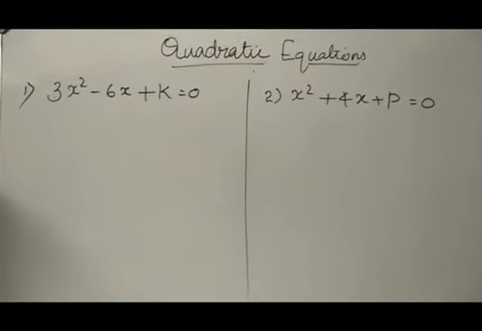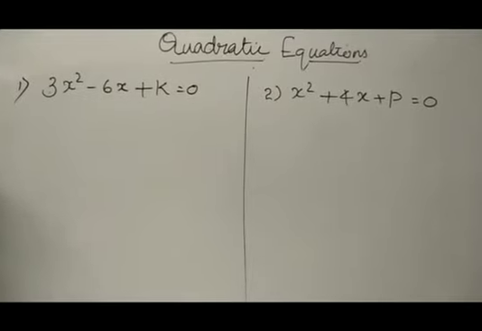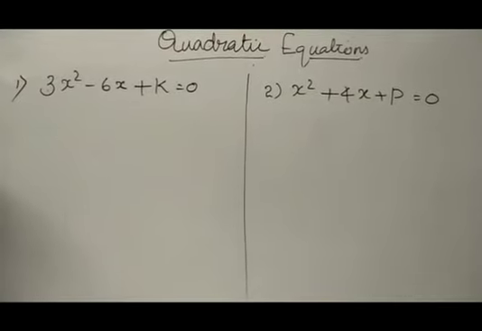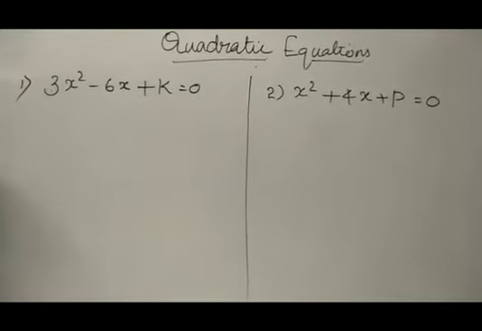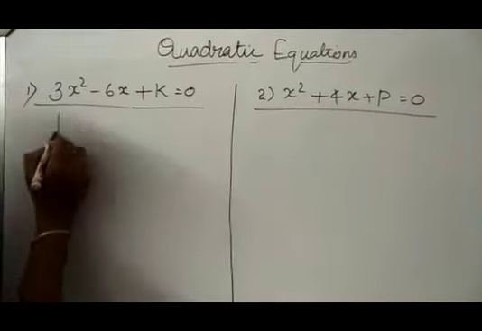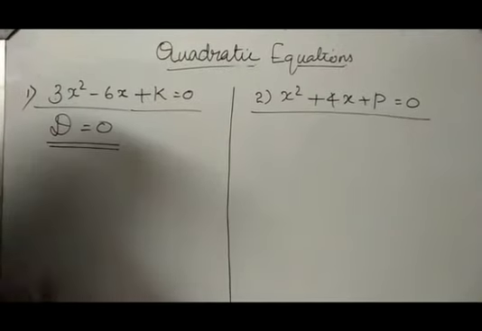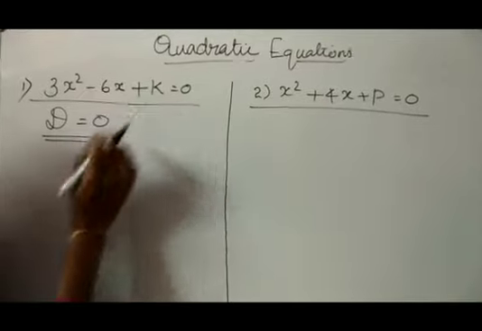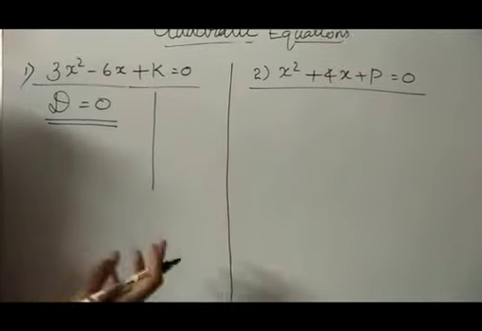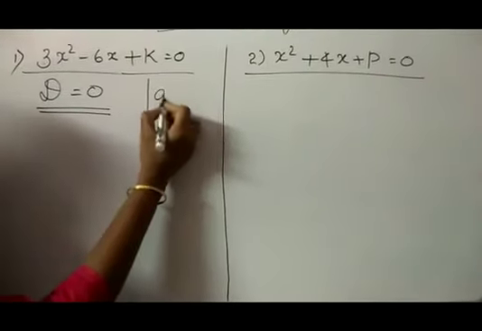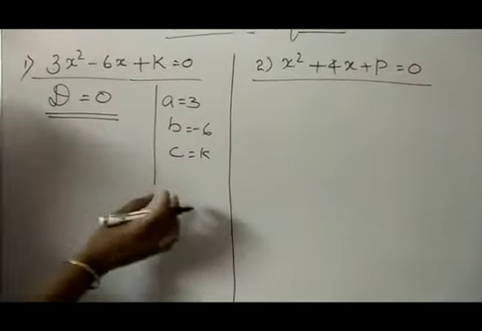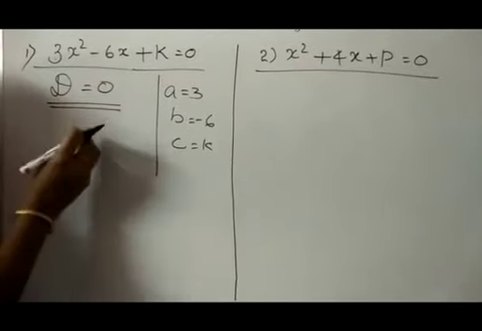So from the above examples, you have seen how to examine the nature of the roots. Now let's see a few sums and solve them to find the missing value here, k or p, by using the above property. The condition for these two questions is that the discriminant is equal to 0. When the discriminant is 0, how to find the missing term here? You have to find the values of a, b and c as we were finding previously. In the same way, the value of a is equal to 3, b is equal to minus 6 and c is equal to k. Now substitute these values in the discriminant and apply the condition.